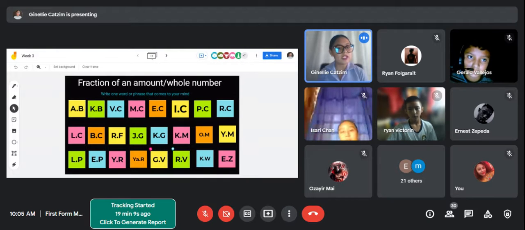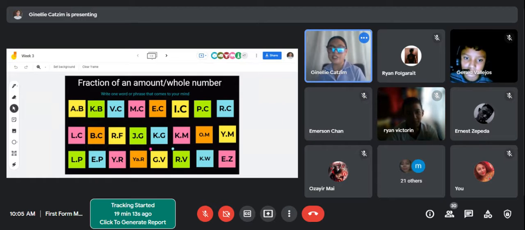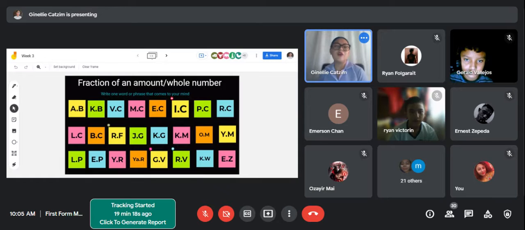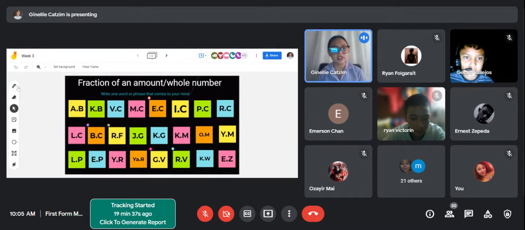I'll give you 2 minutes to do this and then we continue. By this, I can also see how many of you are participating in the class, right? So what comes to your mind, a word or a phrase, when you hear fraction of an amount or of a whole number? Do not use the pen. We are not using the pen. Just go in the sticky note and edit.